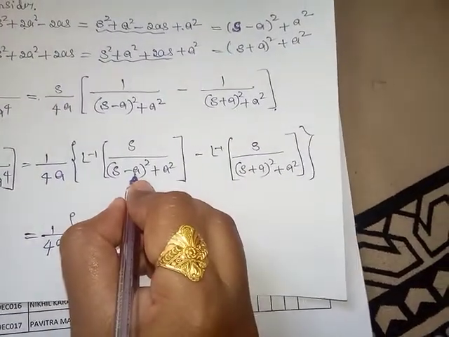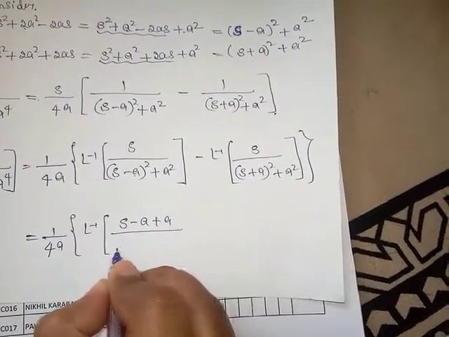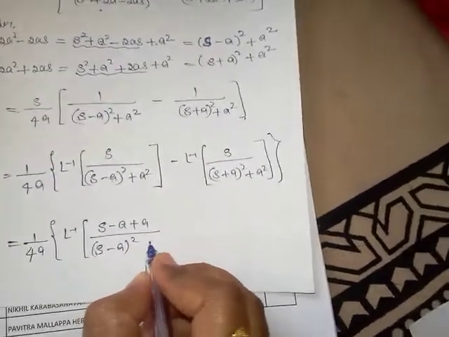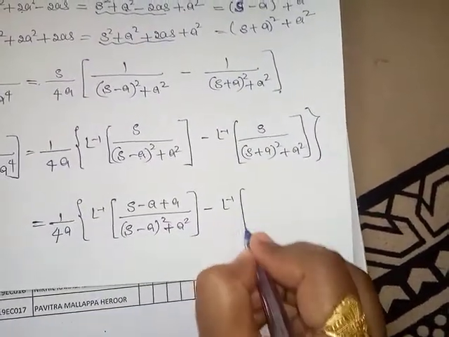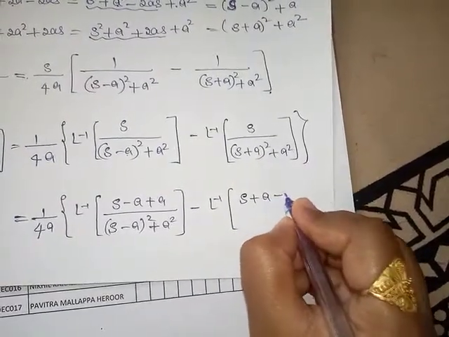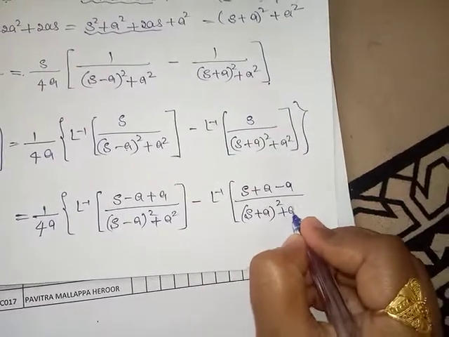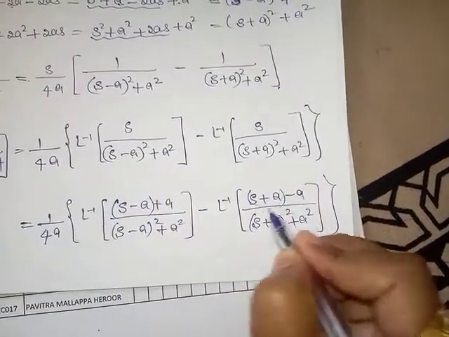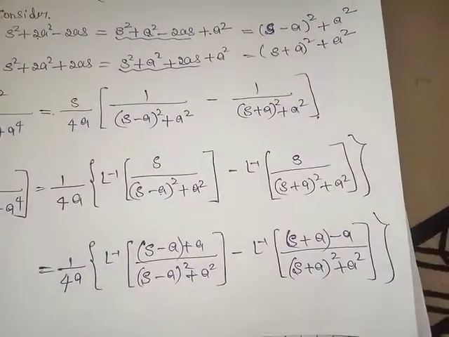Here I have minus a, so I will subtract a and then add a divided by s minus a plus a square, minus L inverse of, here I have s plus a, so I will first add a, then minus a divided by s plus a whole square plus a square. I will take s minus a for the bracket, and this is only for identification of s minus a and s plus a terms.